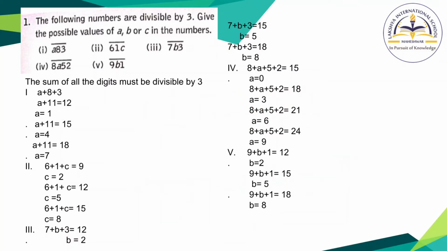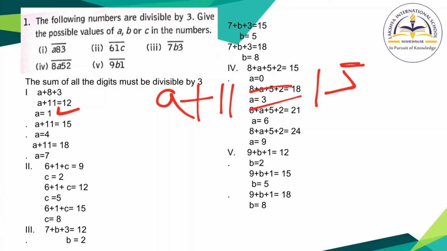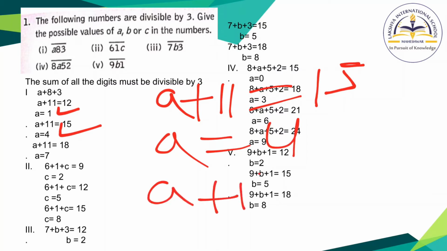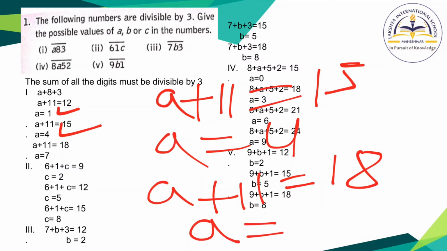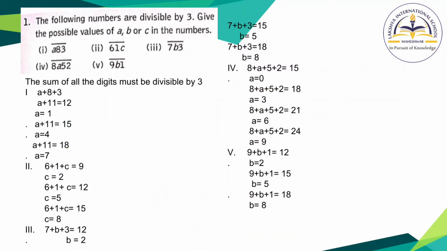One more we will see, a plus 11. We will take the value 15 also. So when you take 15, you will get 15 minus 11, you will get 4 also. Now a plus 11 equals 18. So you will get 18 minus 11, you will get 7. So in this way you just have to find the values. Okay. Now in the same manner you have to solve these questions.